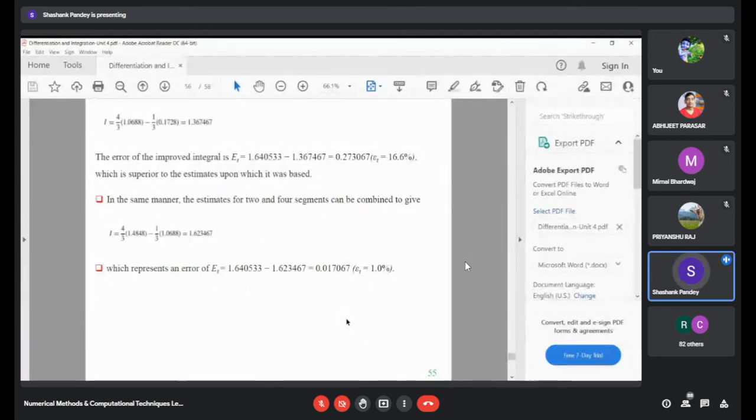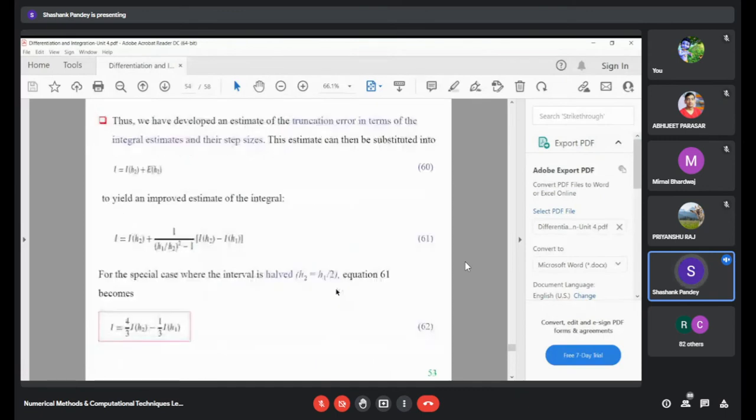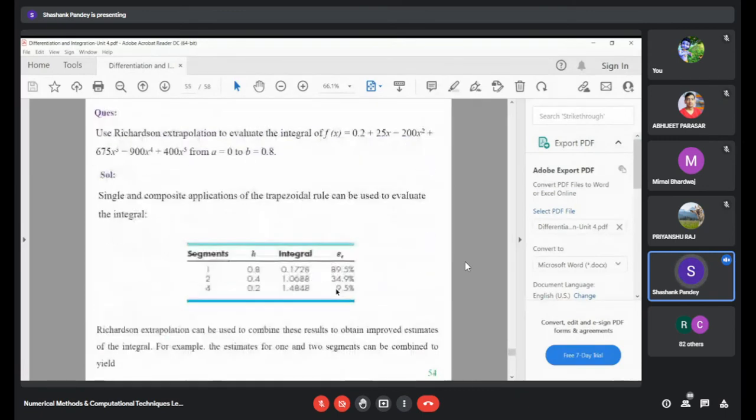So we have used the values obtained from the composite trapezoidal rule and obtained more accurate results by combining these composite values of the integral. Now, this was the Richardson extrapolation technique, Romberg integration.